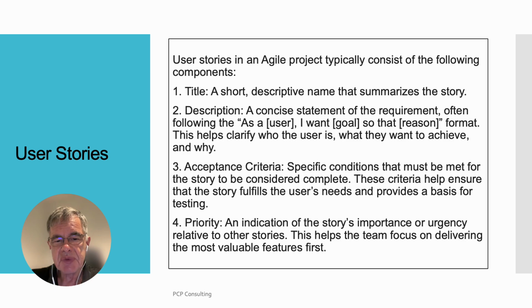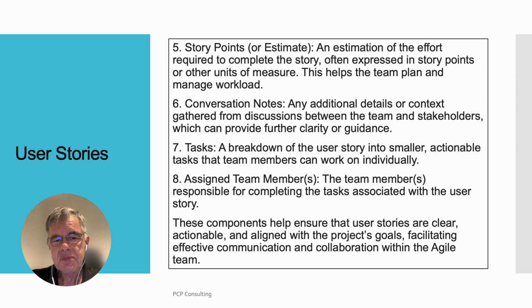Acceptance criteria, specific conditions that must be met for the story to be considered complete. These criteria help ensure that the story fulfills the user's needs and provides a basis for testing. Priority, an indication of the story's importance or urgency relative to other stories. This helps a team focus on delivering the most valuable features first. Story points or estimate, an estimation of the effort required to complete the story, often expressed in story points or other units of measure. This helps the team plan and manage workload.